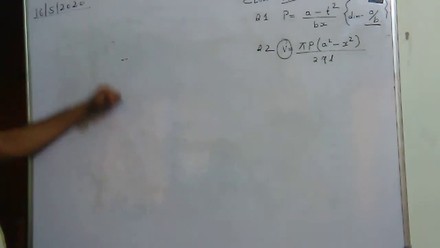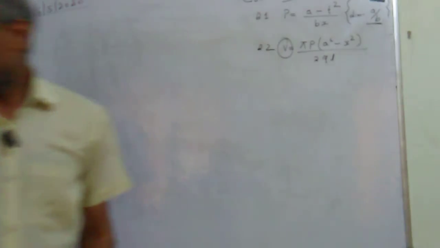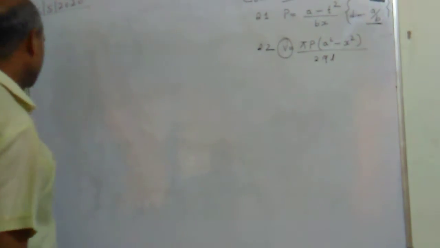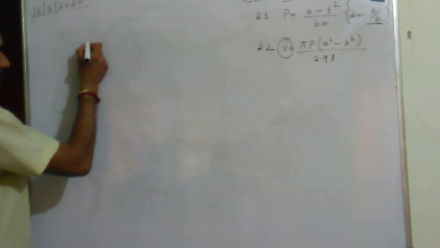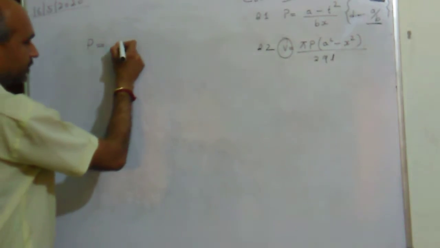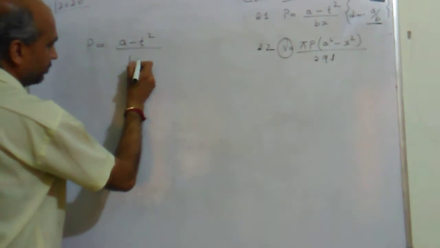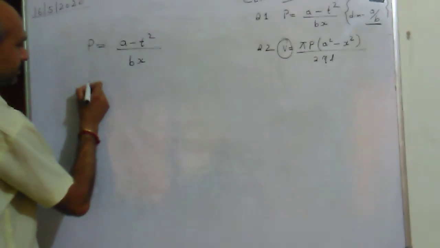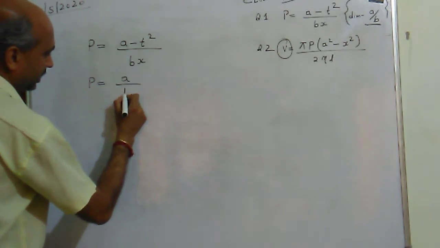In the first question, we have to use the principle of homogeneity. And we know that the principle of homogeneity means that the dimension of LHS equals the dimension of RHS. So first of all, I am writing the equation as it is: P equals A upon Bx minus T square upon Bx. This is the equation given to us. Now change this equation into another form.